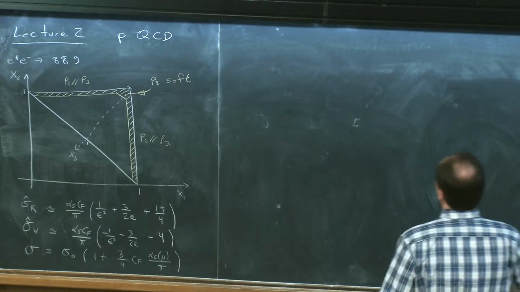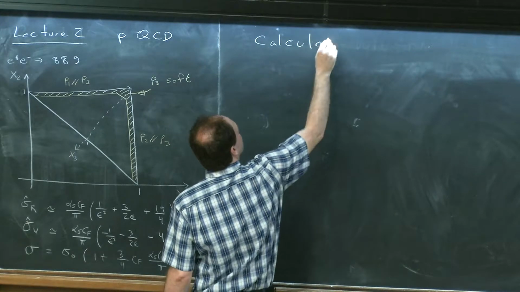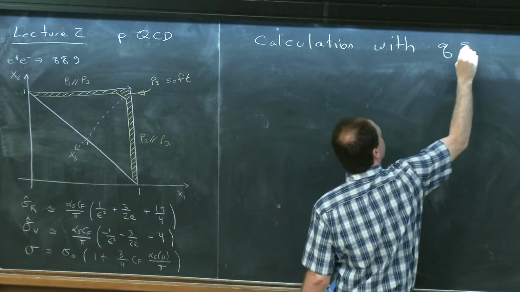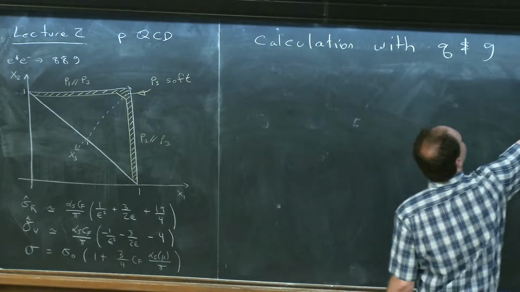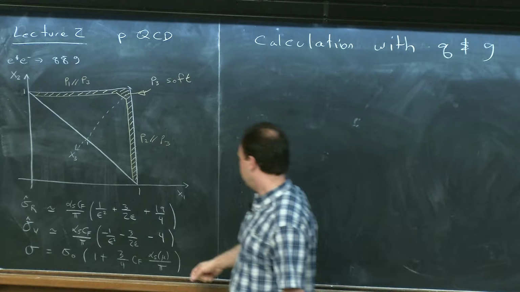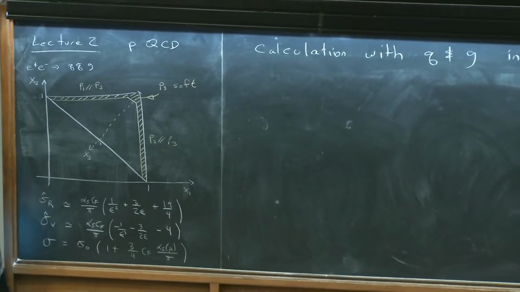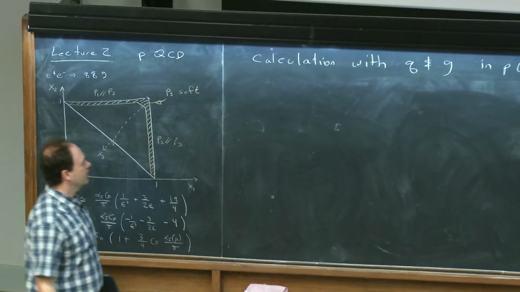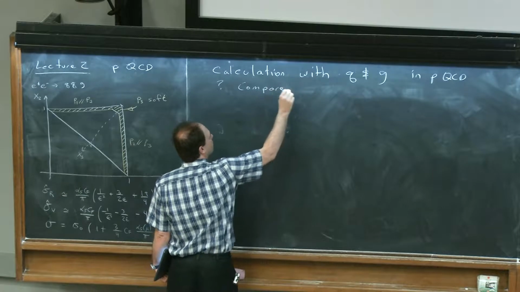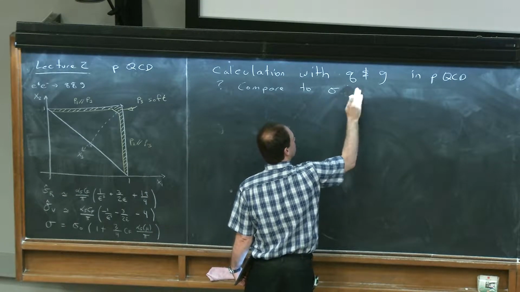One was, we did a calculation with quarks and gluons in perturbative QCD. And we got this result at the very bottom of the board here that the cross-section is the tree-level cross-section with an alpha_s correction that has a very simple form. And the question was, how are we really allowed to compare that to a cross-section for hadrons?